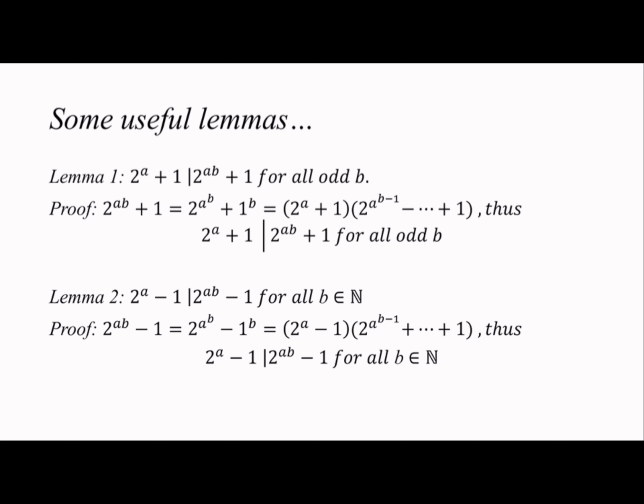And lemma 2 will be kind of similar. 2 to the power a minus 1 divides 2 to the power ab minus 1 for all natural numbers b. This time it's not only odd numbers but also even numbers. We will have 2 to the power ab minus 1 equal to (2 to the power a) to the power b minus 1 to the power b, and it will be equal to (2 to the power a minus 1) times the rest. So we can clearly say 2 to the power a minus 1 divides 2 to the power ab minus 1. And this is the application of formula 1, which I mentioned above.